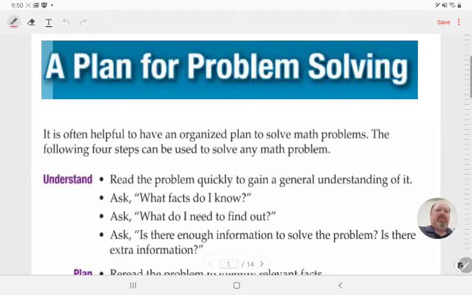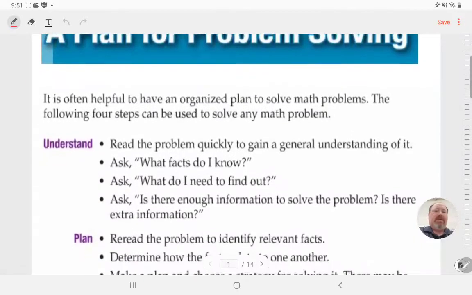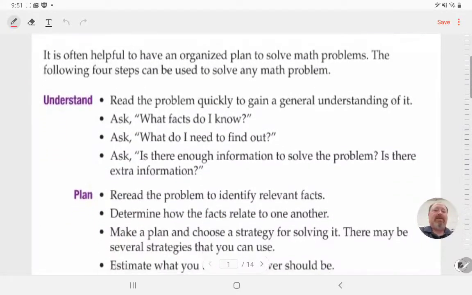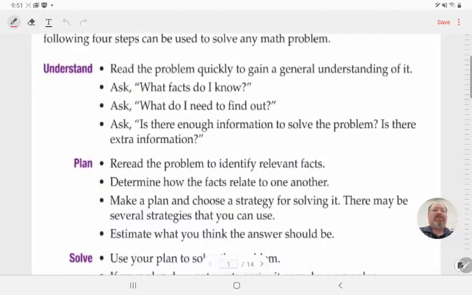Okay, so this lesson is a review of what you should have touched on last year. The first thing we wanted to go over is a plan for problem solving. When you're looking at a plan for problem solving, there are 4 steps that you want to take. You want to understand, you want to plan, you want to solve, and you want to check.